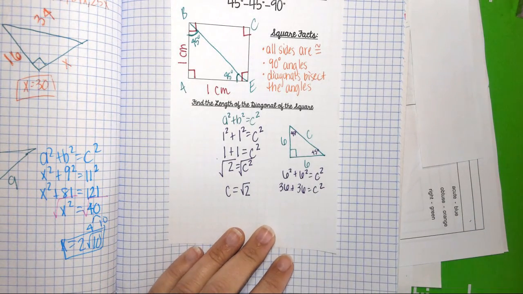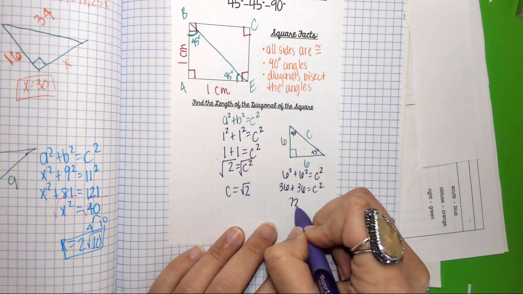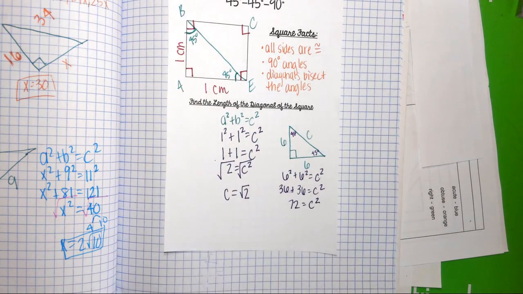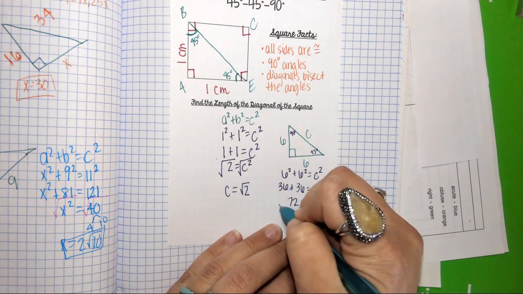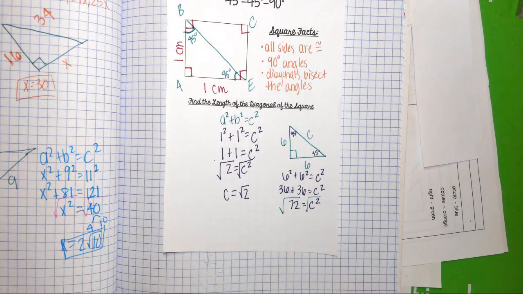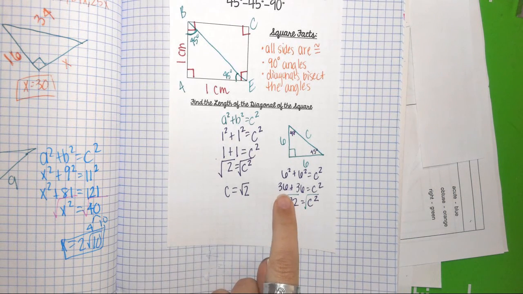All right, what is 36 plus 36? 72. How do we get rid of the squared? Okay, now I want it in simplest radical form. What do you think is the biggest perfect square that divides into 72? Drake, don't say anything. Nice. Is 36 a perfect square?